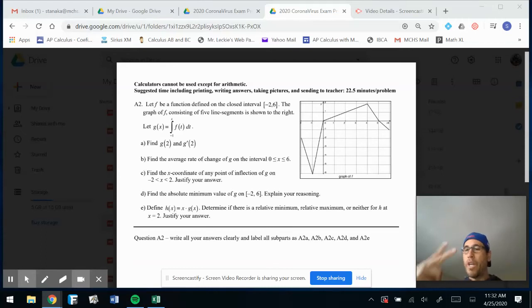All right, here we go. Number 2 for the day. Remember, same thing. Start it over again. Print it out. Do the problem. Take a picture of it. Send it to me if you want to. I would love to see how you guys are doing.